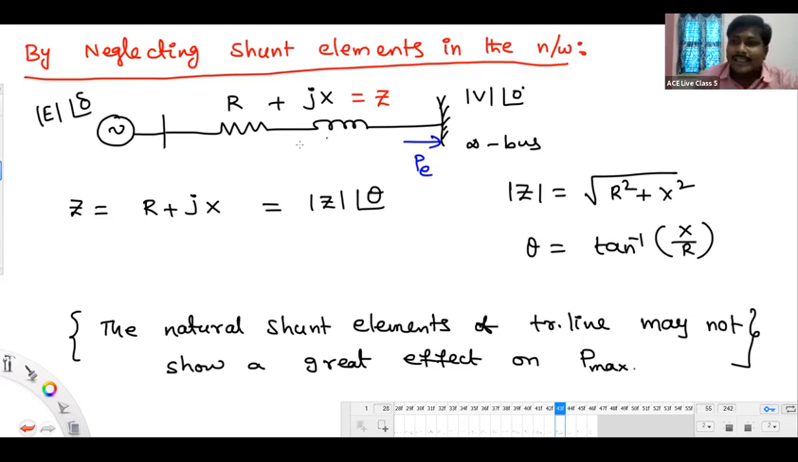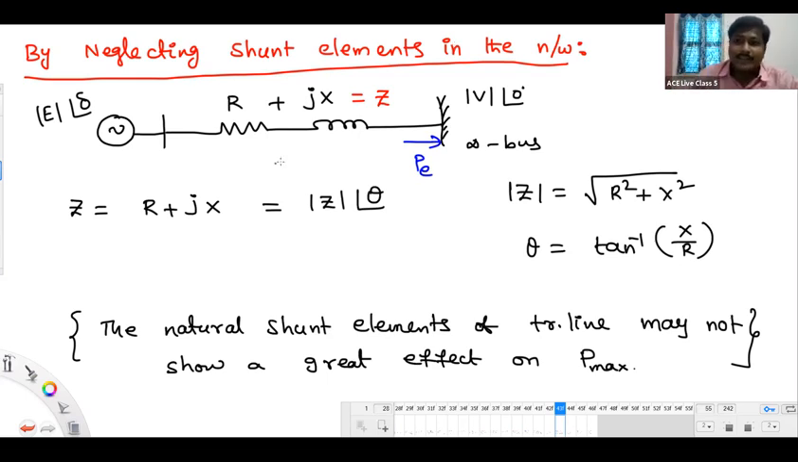Is it possible to increase the reactance value in the transmission line network? Yes, by adding a series reactor I can increase the reactance value. Next, is it possible to decrease the overall reactance value? Yes. How? By adding a series capacitor. We are capable of decreasing the overall reactance value.